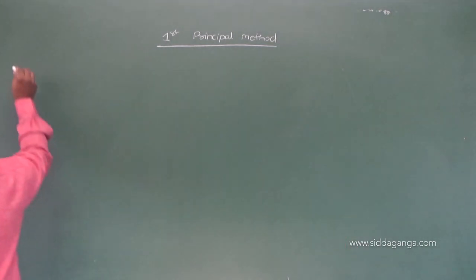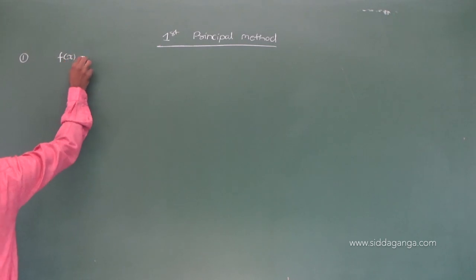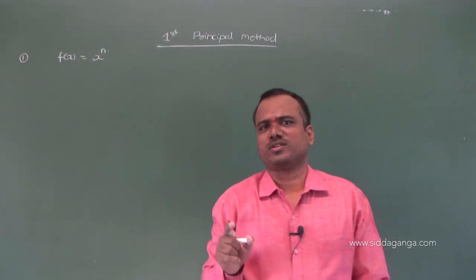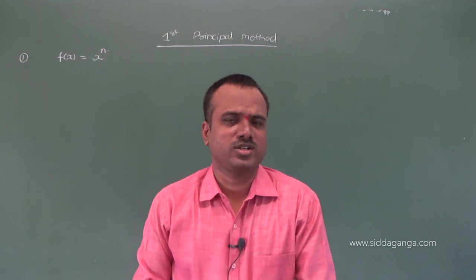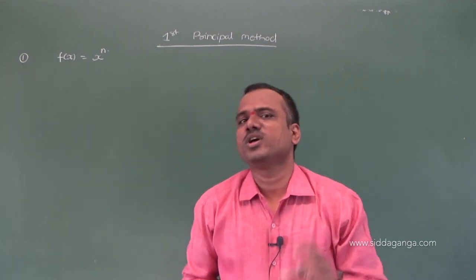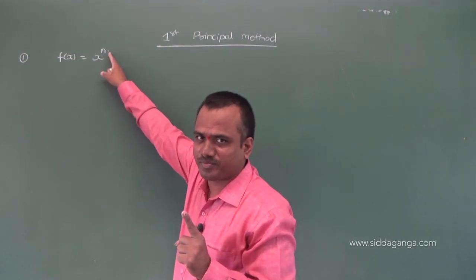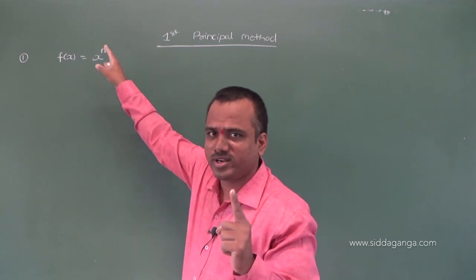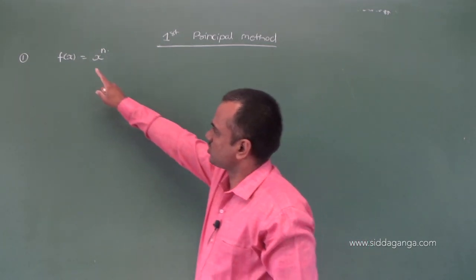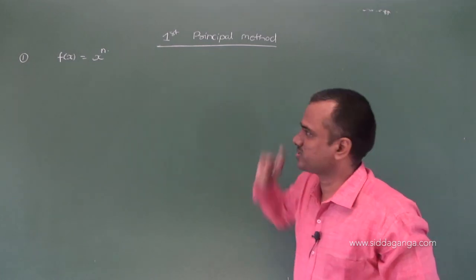The first function, the first formula, f of x is equal to x to the power n. Just now we discussed f of x is equal to x square. The derivative of x square is 2x, correct? If I want x cube, we don't know. If I want x to the power 5, we don't know. If I want x to the power 10, we don't know. That's why we solve the general x to the power n. After that it is very easy to find the derivatives of x cube, x to the power 5, x to the power 10, x to the power 100, like that. So we find the derivative of x to the power n using first principle method.